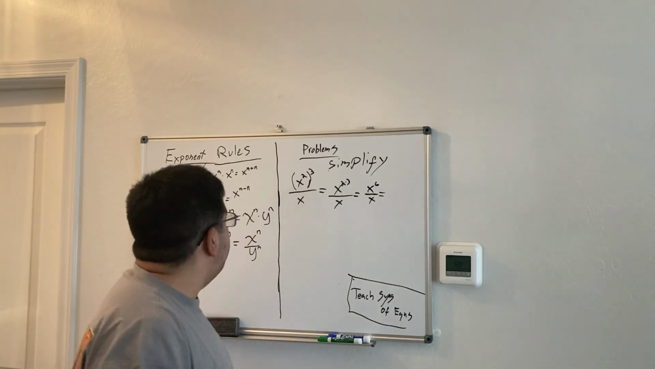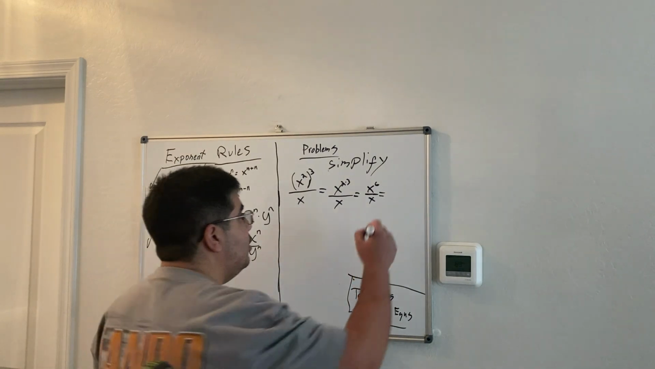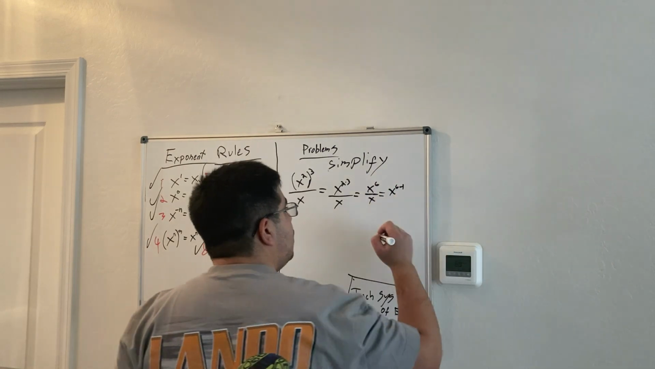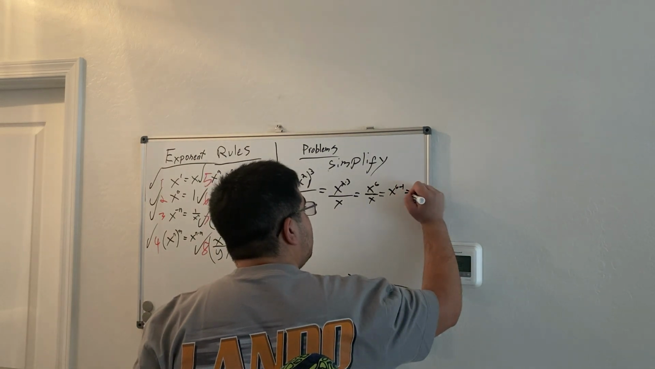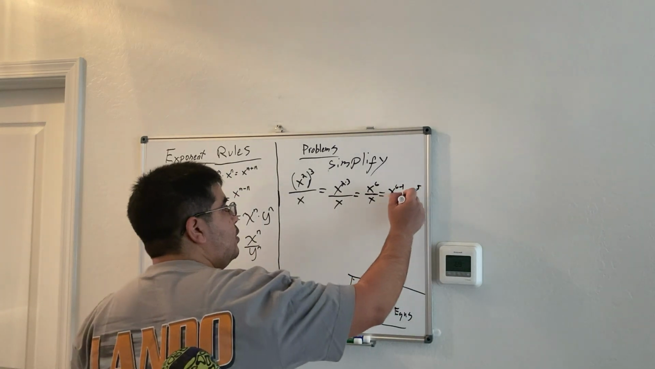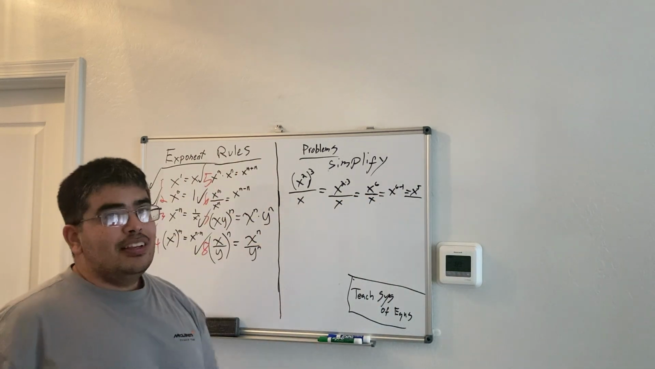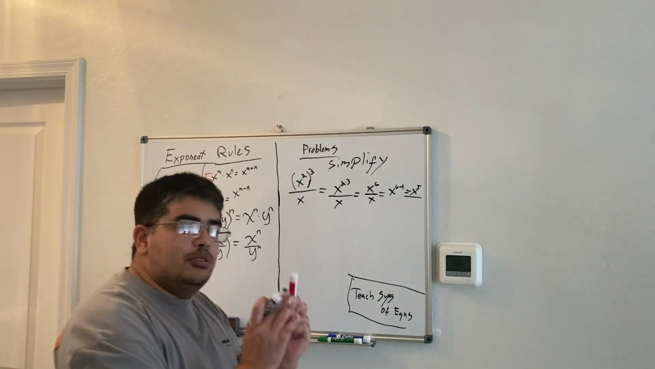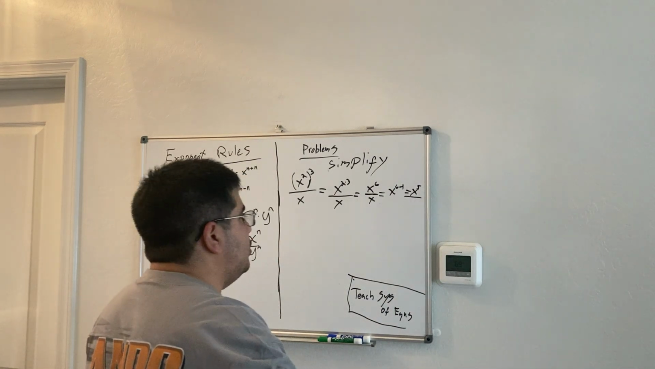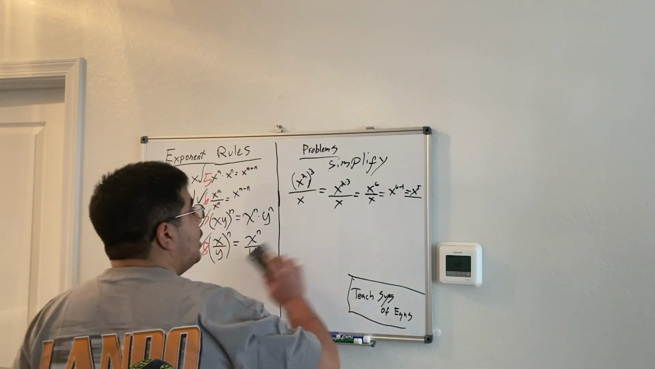What do we do there? We follow rule number 6. We subtract, right? That'll be x to the sixth minus 1, which equals x to the fifth power. Boom, that's our simplified expression. You can see how this complicated expression turns into a more simple expression. Simple being less complicated, fewer variables, fewer numbers. Ideally, you want the least amount of numbers possible. So that's one example.